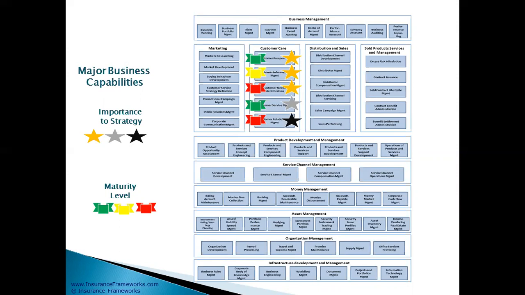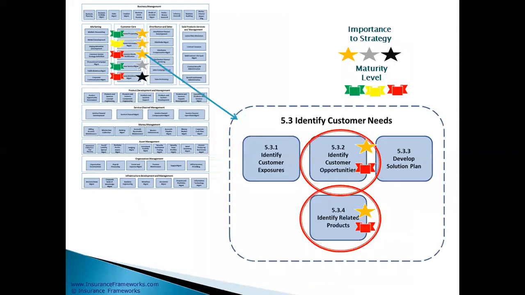On that customer needs identification, now we have three functional capabilities. Two of them have gold stars, so they are in line with the importance of the business strategies. And the two of them also have a poor maturity level. So the organization should be focused on those two functional capabilities for the growth of their organization, having them in line with the strategies and having a poor maturity level. So this is how you can use it for capability-based planning.